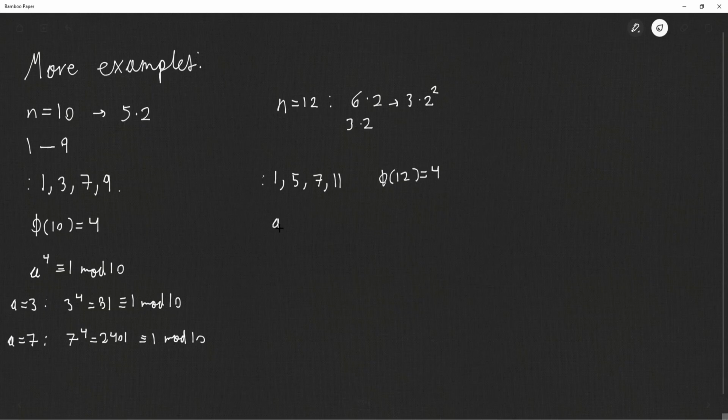So again, our formula is going to be a to the 4 is congruent to 1 modulo 12. And if we want to test this one, we could just use 5 to the power of 4, which is 625, which is congruent to 1 modulo 12.